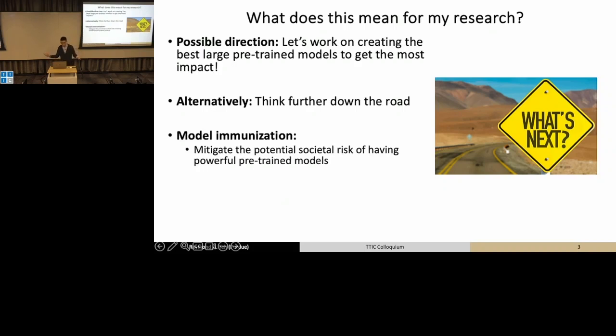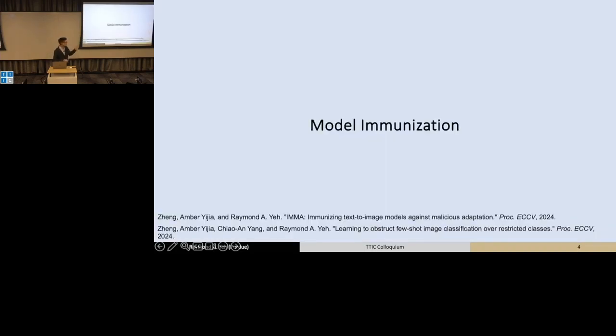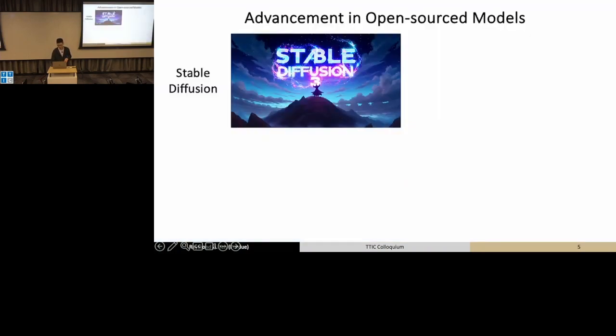So this leads to two topics that I think are still relevant, even if we have the best large pre-trained models. First is model immunization, where we try to mitigate the potential societal risk of having powerful pre-trained models. And second is test time methods, where we improve the model performance at test time once you're given these pre-trained models. So it's really conditioned on the fact that pre-trained models are here to stay. What should I do? These are the two topics that I will cover in this talk. Okay. So first off, model immunization will roughly cover the content of two of my papers at ECCV 2024. Okay, let's get started.